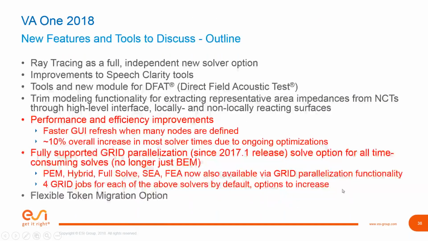So let me just talk briefly about a couple of the main performance improvements. We do have a faster GUI refresh for large models. For some of the larger models too, we have an improvement and increase you'll see mostly for large models, tweaks, optimizations, maybe about a 10% time increase. And what I mentioned at the beginning, we now have this regular grid parallelization tool, nice and robust.